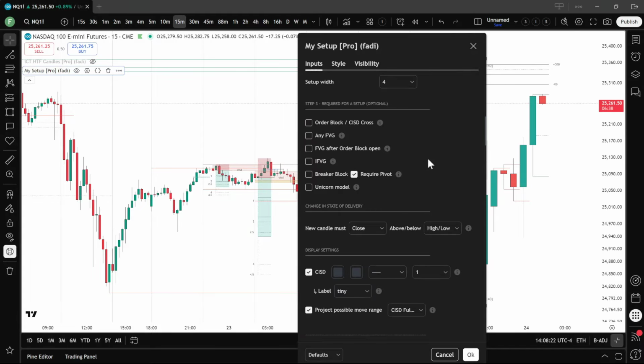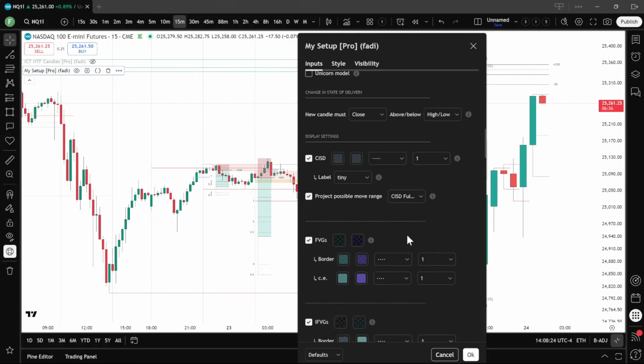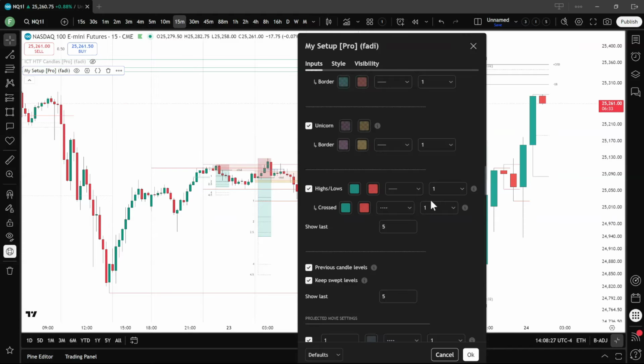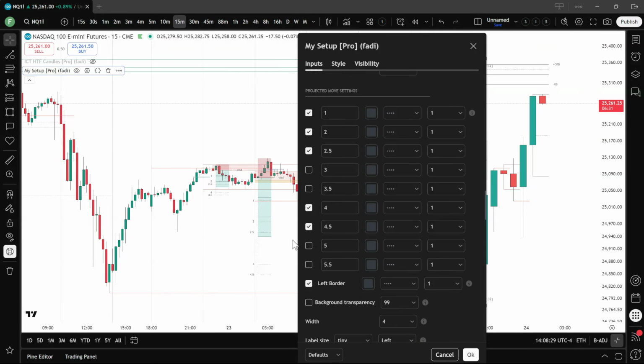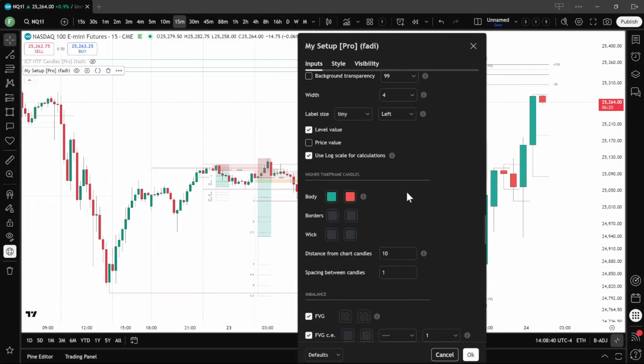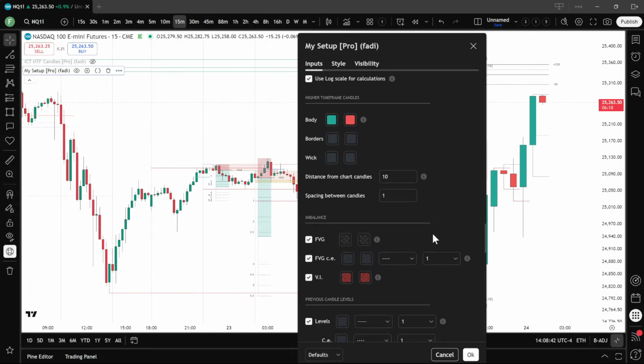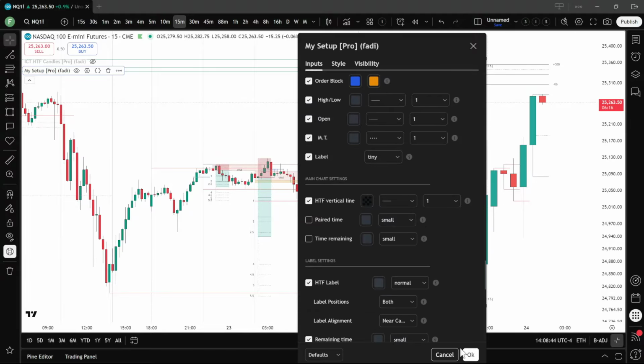Now, there are a lot more settings. Most of them are display related. However, you want to see these on the screen, the definition of your target. So if you want to have 5 measured move or 5.5, you can enable those. It will draw them on the chart. And the candle type display itself on the side.